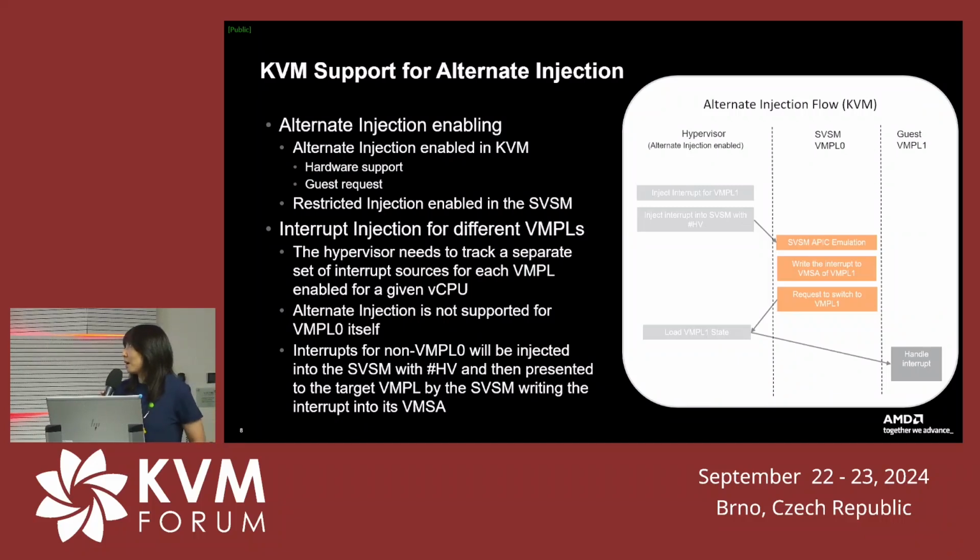Next, let's talk about what we need to do for KVM to support alternate injection. Let's take a look at the alternate injection flow, then see what we need to do there. So when we need to inject an interrupt for VMPL1, with alternate injection, of course, we need to enable alternate injection in the hypervisor, which also includes hardware support and the guest request.